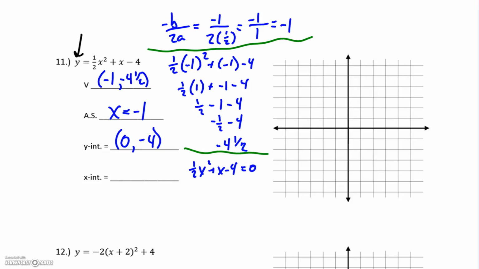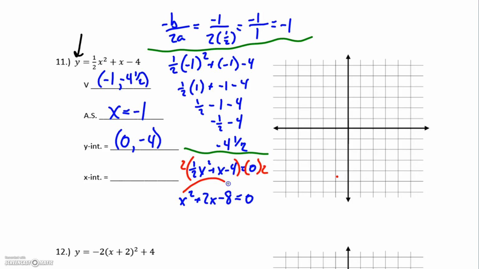I can either use my quadratic formula or completing the square, or if at all possible, I want to factor this thing. And right away, that 1/2 is going to cause me some issues, so I'm going to multiply each side by 2 to get rid of the 1/2. So what it leaves me with then is x squared plus 2x minus 8 equals 0. And I want to solve this.